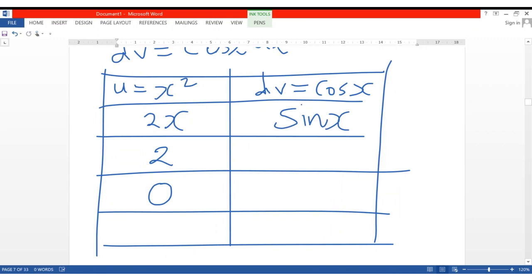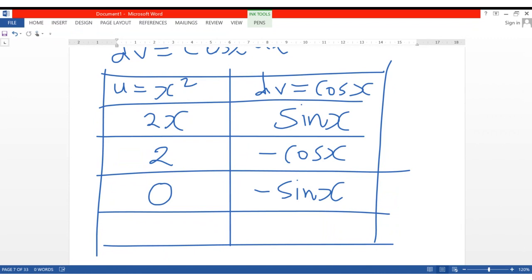When you integrate sin x, you'll get negative cos x. And finally, when you integrate negative cos x, you should get negative sin x. That is from the table. Remember, the negative will remain because when you integrate cos x, you'll get sin x, but there's a negative, so that's why the negative is remaining.